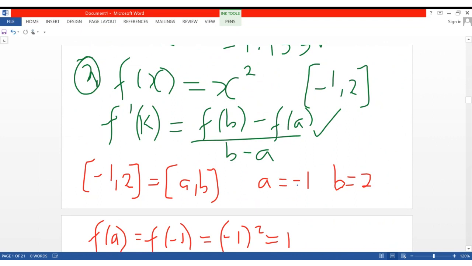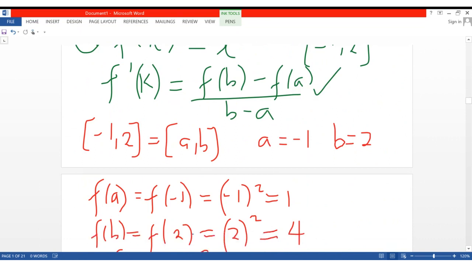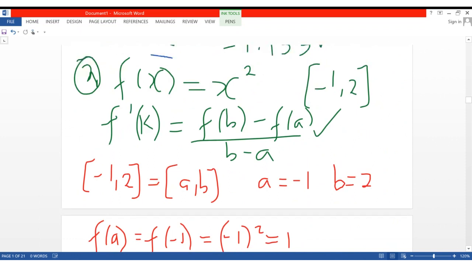Then according to the formula, I need f of a and f of b. So I replace where there's an x; our f of x is x squared. Where there's an x, the first value is negative 1. So I got negative 1 squared, I got it as 1. Then f of b, I replace where there's an x with 2, I got 2 squared is equal to 4. So remember, I'm replacing on the function that you have been given here. You'll always be given that one and the interval.